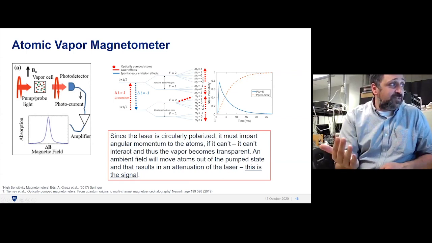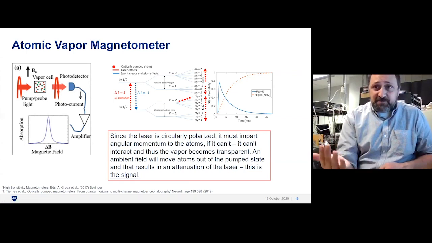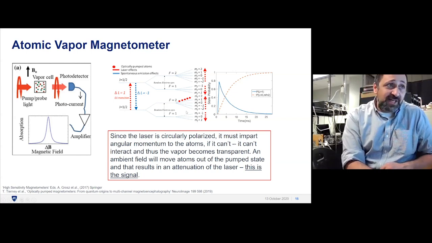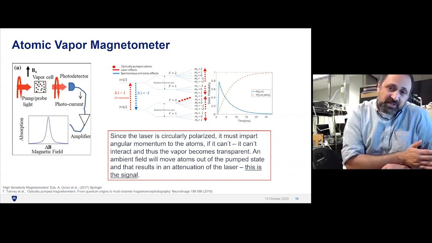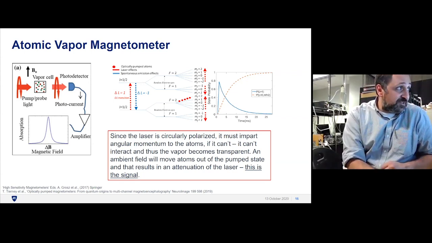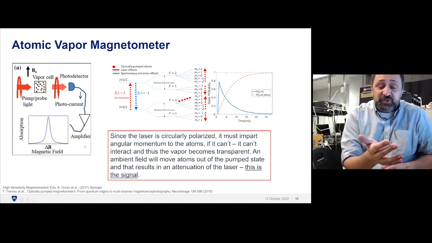But then you have some magnetic field, ambient magnetic field. What it does is it interacts with these electrons and it changes their state. So then the light can interact again. So then the vapor is not transparent anymore. So the changes in the transparency of the vapor is what you're measuring in order to measure magnetic field changes.